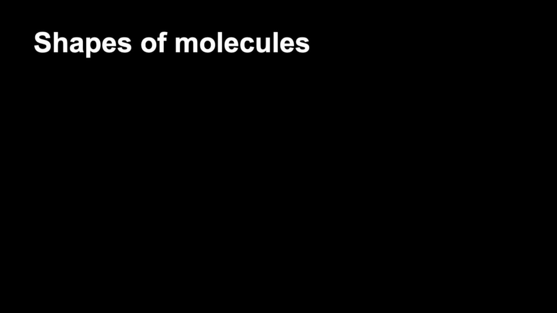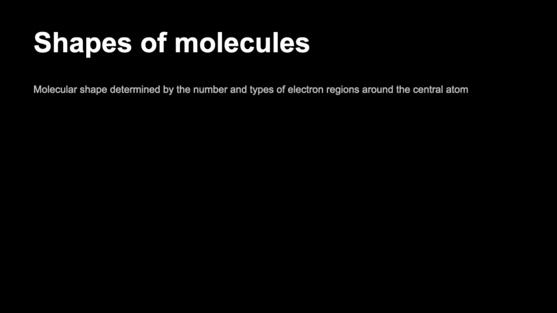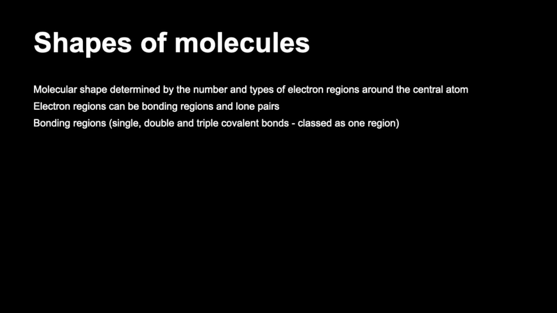So the next topic we'll look at is shapes of molecules. Molecular shape is determined by the number and types of electron regions around the central atom. Electron regions can be bonding regions and lone pairs. Bonding regions can be single, double and triple covalent bonds, and they are classed as one region each. Just be careful, don't call a multiple bond a bonding pair, because technically a double bond contains 2 bonding pairs of electrons and a triple contains 3. So always use the term bonding region.